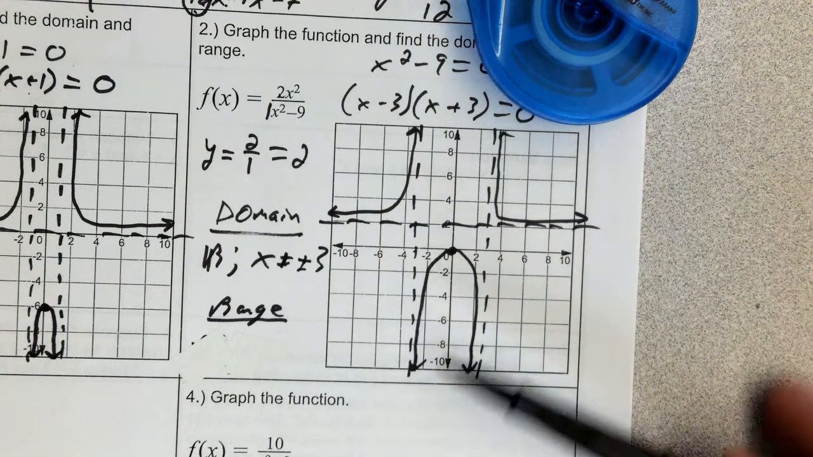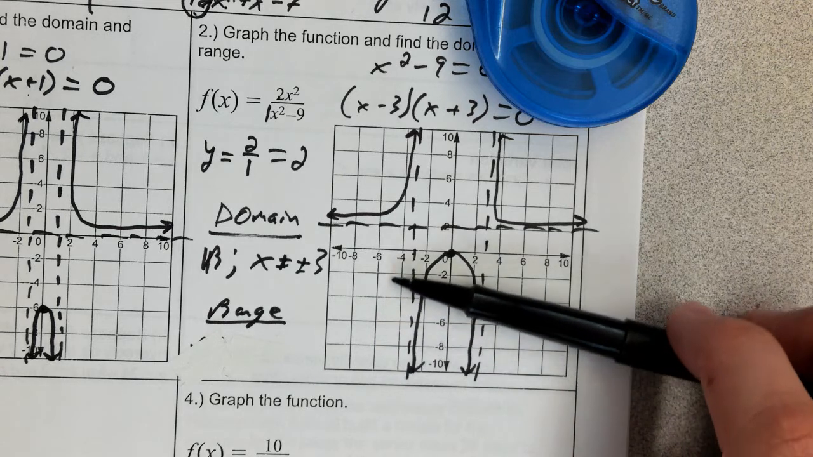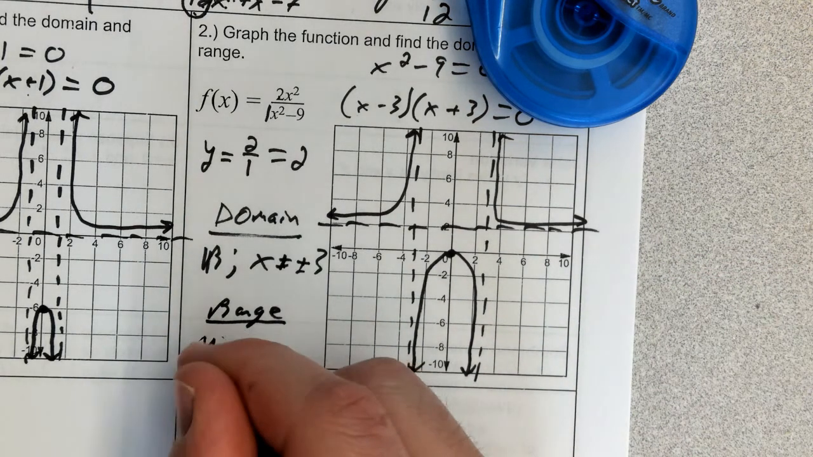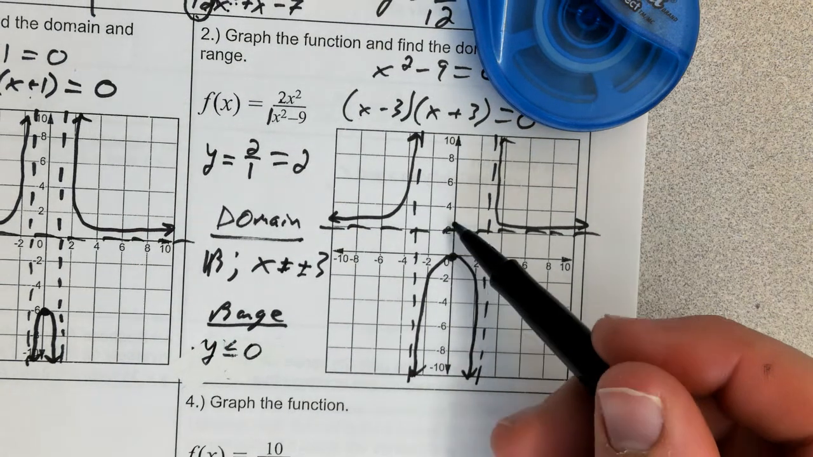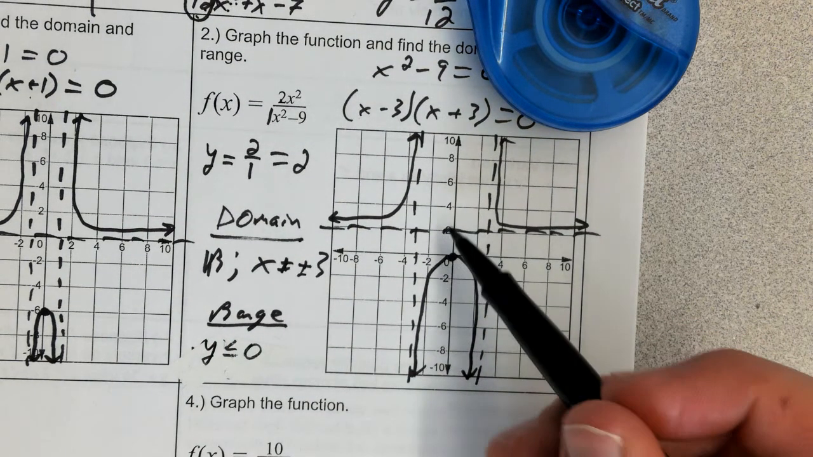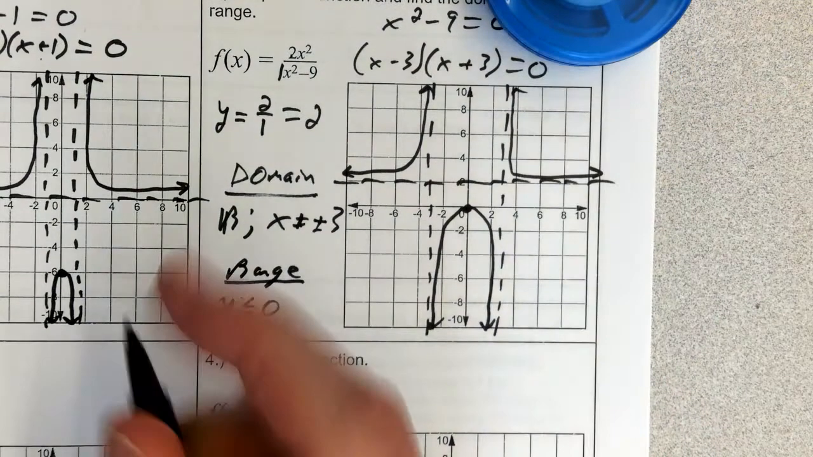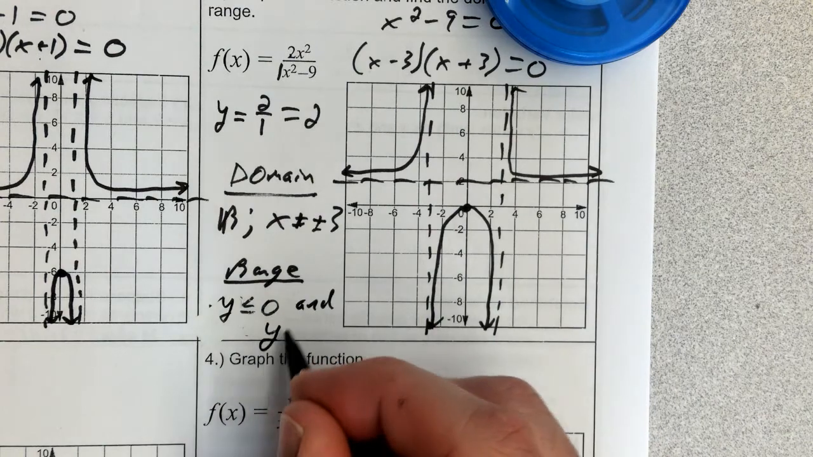All right, so range is all the y values covered by the graph. You start at the bottom, everything's good, everything's covered until you get to 0. Then there's a gap. So we're going to write that the range is y less than or equal to 0, because it goes up to 0 and includes 0. Then there's a gap from 0 to 2, so that's not in the range. Then it picks up again at 2, and it continues up forever. So we have y is less than or equal to 0, and y is greater than 2.